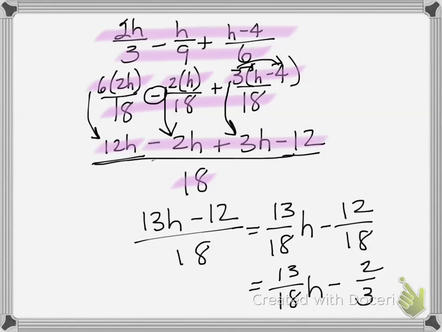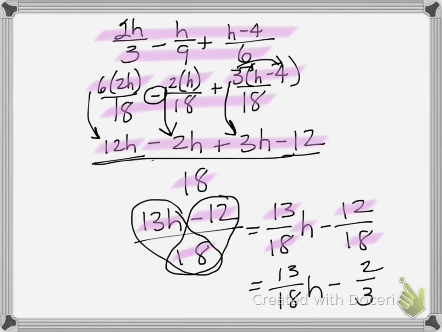We have all of that, and now all we need to do is combine like terms. When we do that, we get 13 h's, and we get a negative 12 over 18. Now that can, of course, be split up into 2 terms. So we have 13 over 18 h, and that's this part here. And then we have minus 12 over 18, which is this part here.